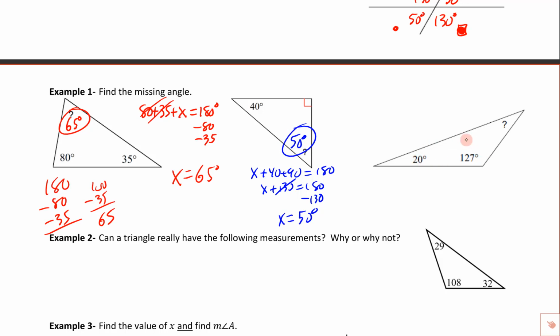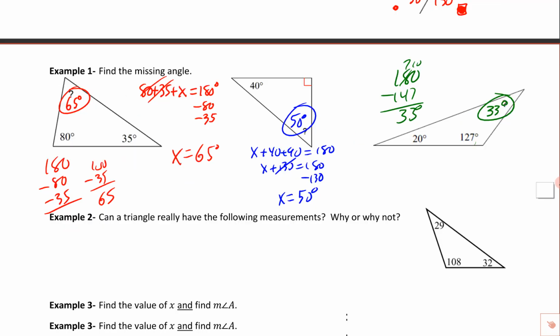And then we've got this last one right here, so we'll take a quick look. I'm going to do this the other way. I'm going to take 180 and I'm going to subtract what I know I've already used. If we add those together, 127 plus 20 is 147. So we're going to go ahead and subtract here. Let's see, I'd need to borrow, so that's a 10, so that's a 3, that's a 3, so 33 degrees. So this missing one is 33 degrees. Okay, so we'll circle that. So that's an example of using the triangle sum theorem.